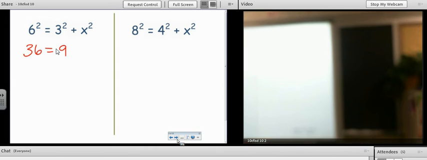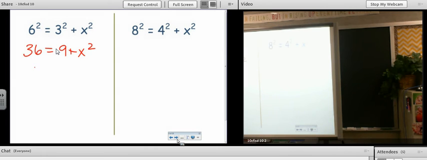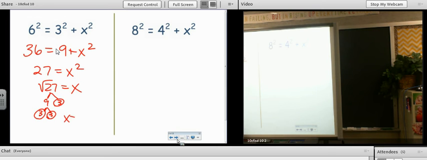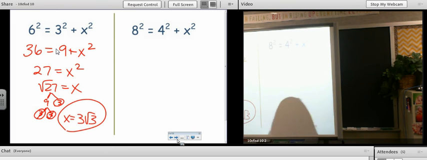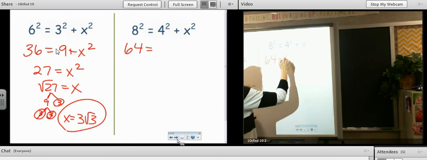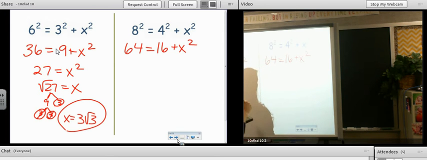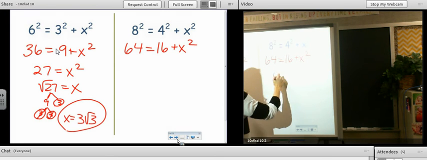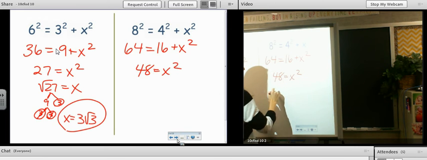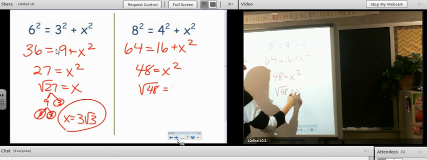36 equals 9 plus x squared. 27 equals x squared. X is the square root of 27. So x is 3 root 3. All right, you want to do the next one? 64 equals 16 plus x squared. What did we do first? Subtract 16. 48 equals x squared. X is the square root of 48.